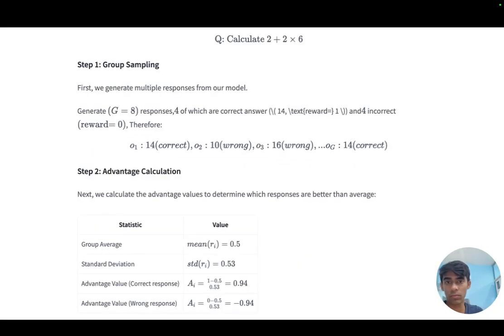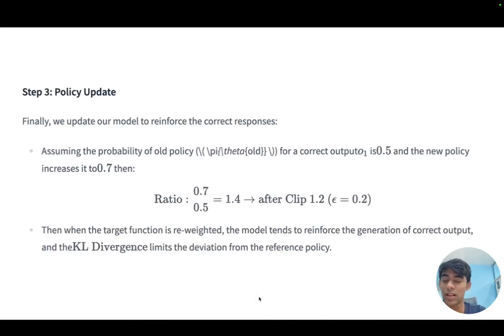Now let's take an example. Okay, let's say you have 2 plus 2 times 6. I think we all know the answer is 14, but this is the easiest example one can take, right, from a model standpoint. So you're getting 14, 10, 16, 14. This is the mean that you were getting. For correct response 0.94, wrong response minus 0.94. So if you see from here, right, except this one you get 0.94, for all of them you will get minus 0.94. Nice. So finally we update our model to reinforce the correct responses.